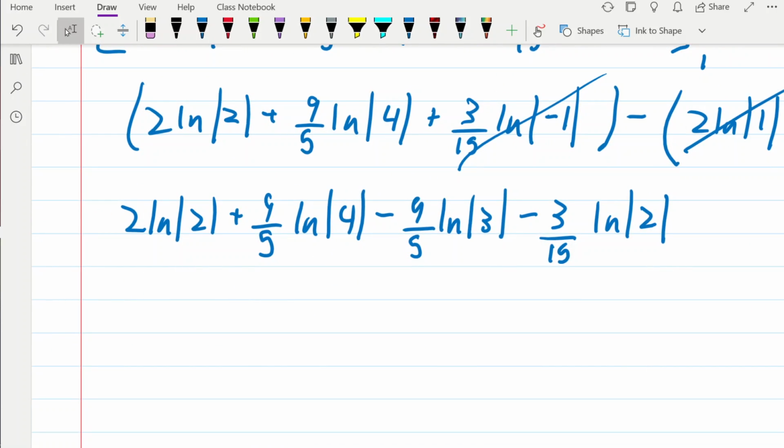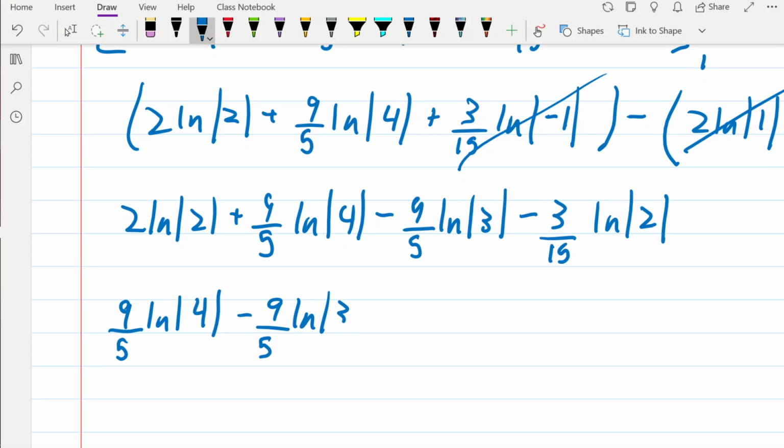And then we can simplify this up a bit. So we're going to have 9 over 5 ln of 4 minus 9 over 5 ln of 3. And then what we're going to have to do is get common denominators. So 2 times 15 is going to be 30. So it's going to be 30 minus 3, so that's going to be 27 over 15 ln of 2.